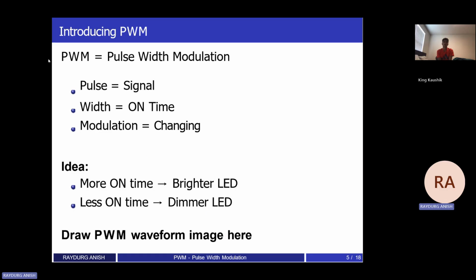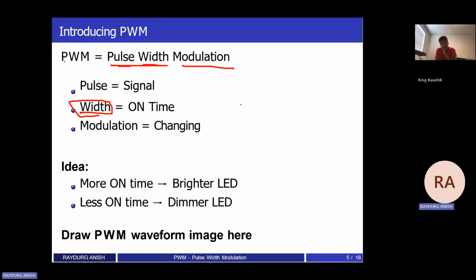First, coming to the word PWM: P refers to pulse, W refers to width, and M refers to modulation. Modulation is like you are changing it, manipulating it. Yes. Width refers to the amount of on time.